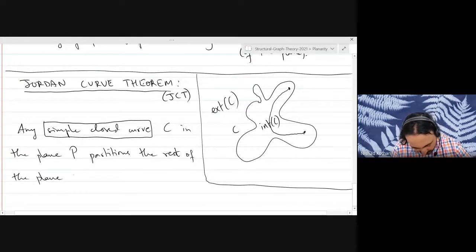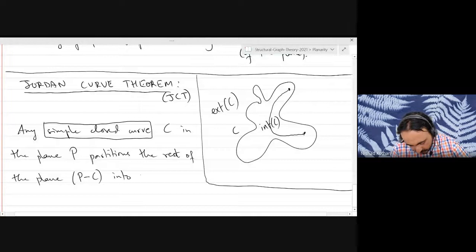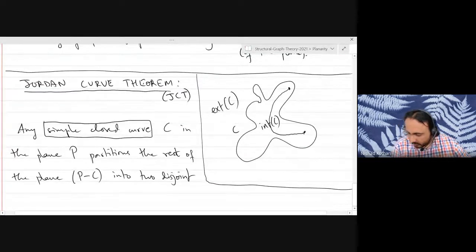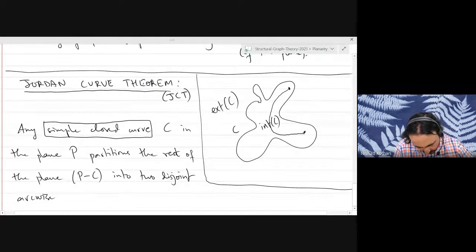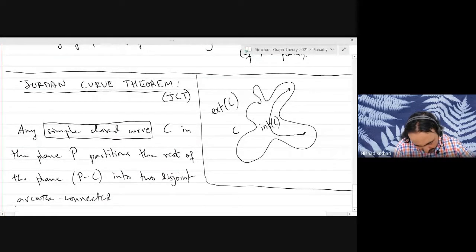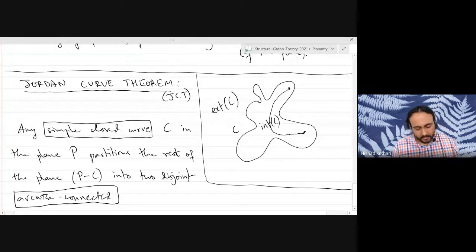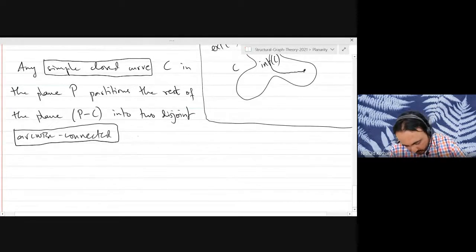So what do I mean by the rest of the plane? P minus C, into two disjoint arcwise connected sets. That we need to define open sets.